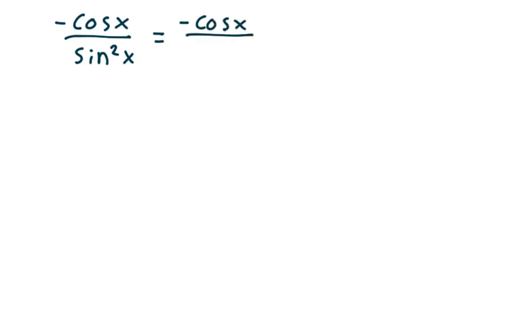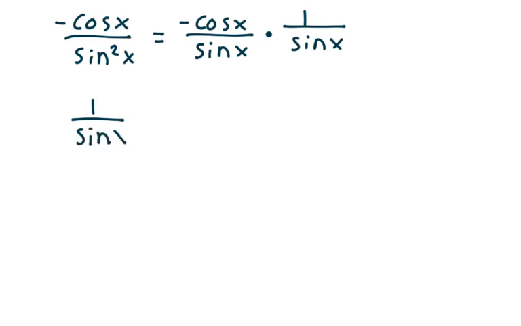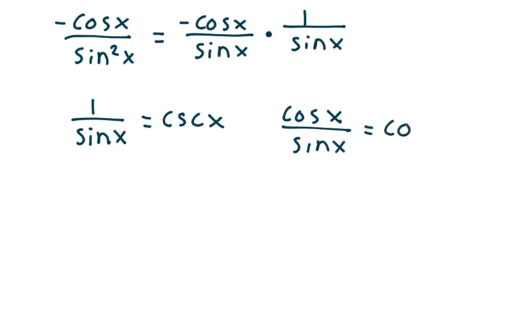Now, negative cosine x over sine squared x is equal to negative cosine x divided by sine of x times 1 over sine of x. These two mean the same thing. Now, 1 over sine of x is equal to cosecant x. Cosine x divided by sine of x, right? I haven't forgotten about that negative, okay? This is equal to cotangent x.